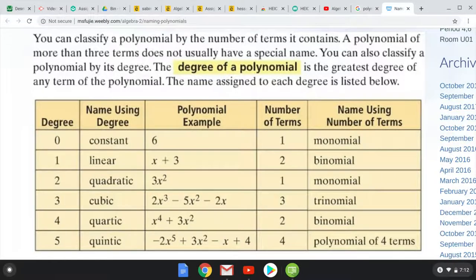Hello, we are starting talking about polynomials. I found this table online that I thought was a good way to show you the naming conventions for polynomials. That's the first thing I want to talk about. So that's what this video is going to be about, is naming conventions.